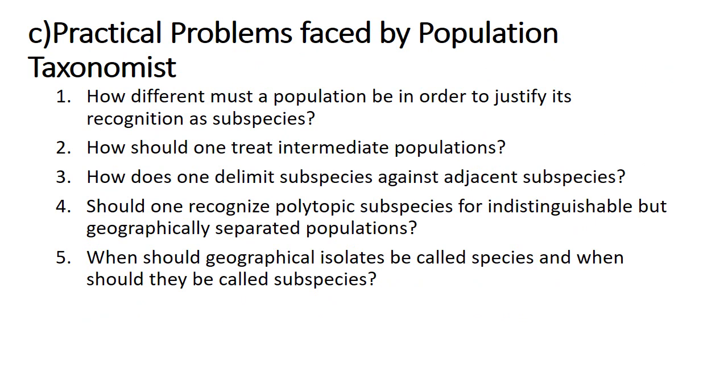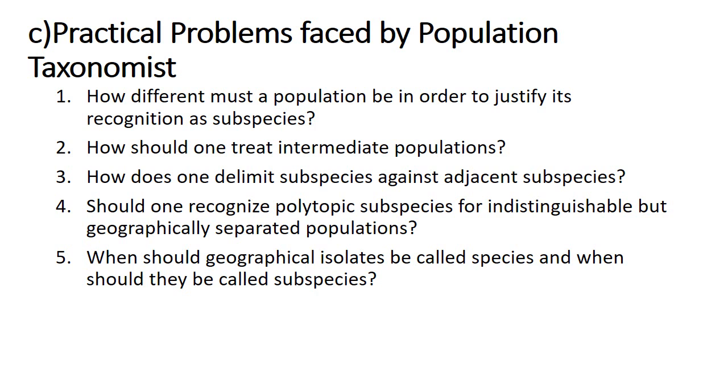There are certain practical problems faced by a population taxonomist, and being a student of taxonomy, we must not be confused about how we can deal with the infraspecific categories such as subspecies. These are the practical problems which are faced by a population taxonomist: how different must a population be in order to justify its recognition as subspecies? And if there are two populations of a species, there are certain intermediate zones where the two populations merge to produce an intermediate population, and if that particular intermediate population is there, then how should it be treated?